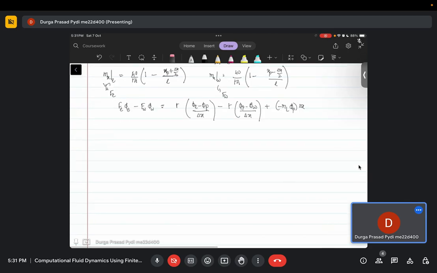So now if we write in the standard form, we have gamma by delta x, I am just calling it d east on the east face and d west. In this particular case both d east and d west are the same, so we have d east times phi east minus phi p plus, again, d west times phi west minus phi p, and then we have ml delta x times phi p.